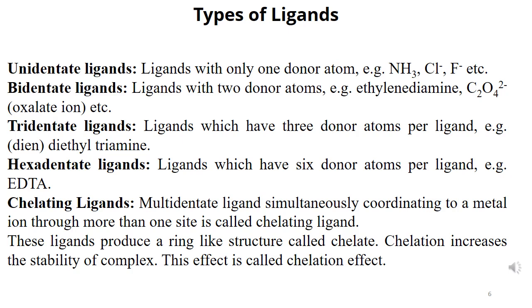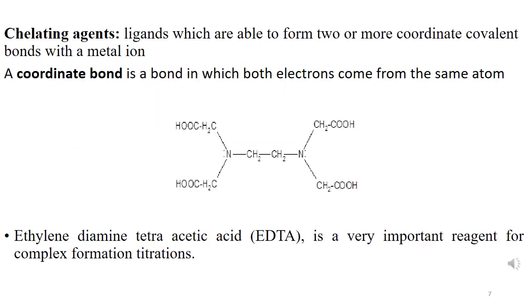Next we will discuss examples of chelating ligands like EDTA, and how it can bind to the metal ions, in detail. Some ligands are also known as chelating agents. Why are they known as chelating agents? Ligands which are able to form two or more coordinate covalent bonds with a metal ion are called chelating agents.